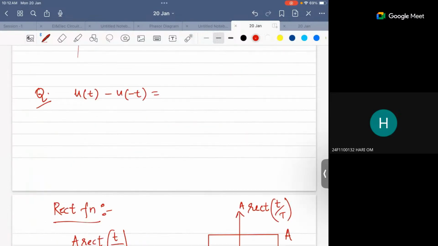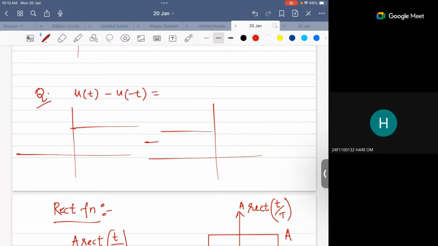Now the case is u(t) minus u(-t). Here again the same thing, and if you are doing the subtraction, what will you get? Where t is less than 0, you will be getting 0 minus 1, so you will have minus 1, correct? Now for t greater than 0, you have 1 minus 0, so you'll be getting 1, correct?